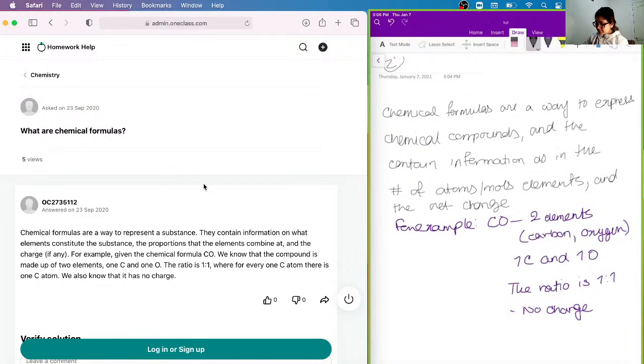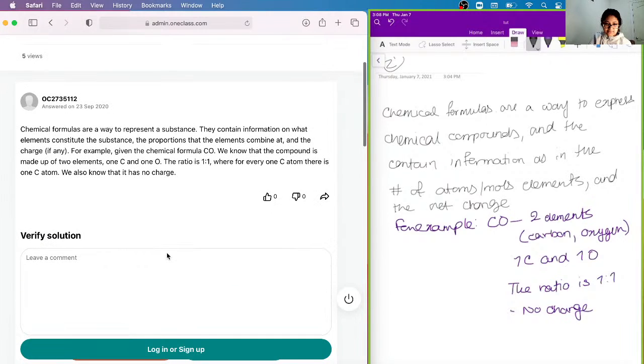So this is why chemical formulas are very important to represent chemical compounds or substances: first of all, they tell us the ratio of each element in the substance, and also the number of atoms or moles of the elements and the overall net charge. As they've mentioned here, the solution is correct.